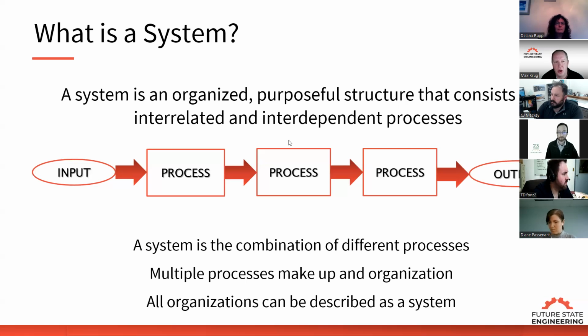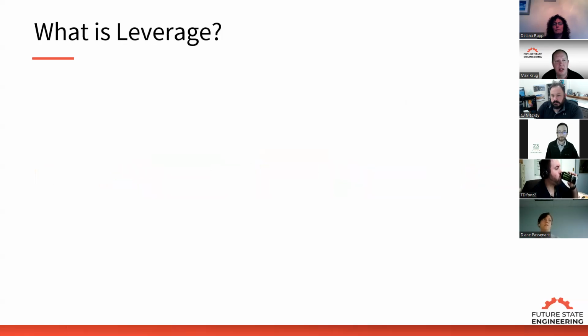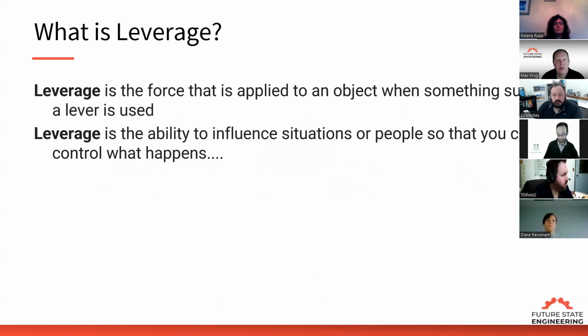So when we look at organizations from a system perspective, we see different things instead of a bunch of just processes that we do, right? Because we have interrelationships and interdependencies. So of course we want to understand where's the leverage. So what is leverage? Leverage is the force that is applied to an object when such a lever is used. Okay, leverage is the ability to influence situations or people so you can control what happens.